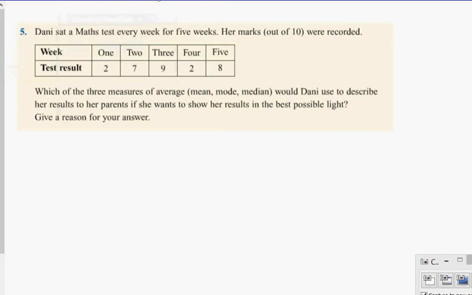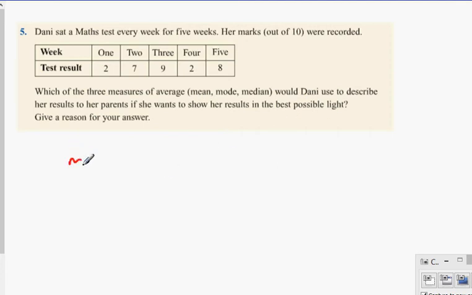Beginning now. Danny sat a maths test every week for 5 weeks. Her marks out of 10 were recorded 2, 7, 9, 2, 8. Which of the three measures of average, mean, mode or median would Danny use to describe her results to parents to show her results in the best possible light?